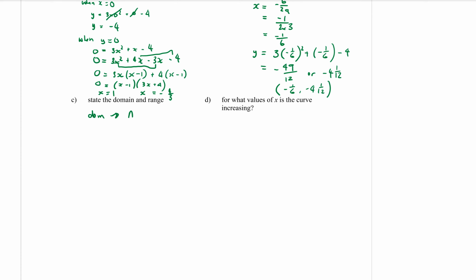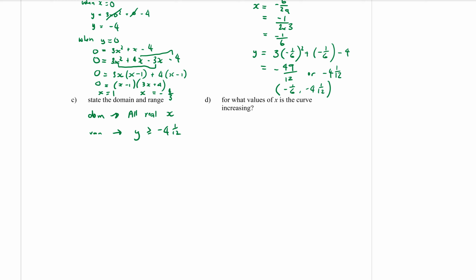all real x. The range, however, we know that parabolas come down and they have that point where they turn around and go back up. So that's why I was talking about that y value. That's the lowest point that my parabola is going to get to, which is minus 4 and 1/12, which means all of my y values are going to be equal to that or above it. Cannot be lower than it. Okay, so y must be larger than or equal to negative 4 and 1/12.